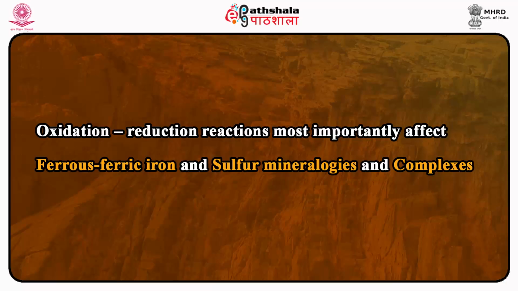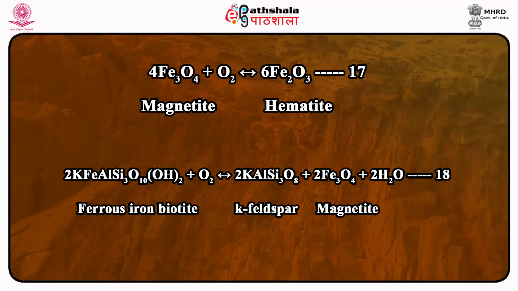Oxidation reduction reactions most importantly affect ferrous, ferric iron and sulfur mineralogies and complexes, but they also impinge upon systems containing manganese, vanadium, uranium and other redox pairs. Two representative reactions are magnetite plus oxygen giving rise to hematite, and ferrous iron biotite plus oxygen giving rise to potash feldspar plus magnetite with release of water.